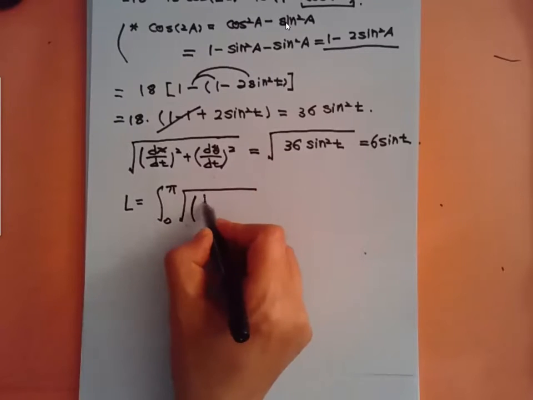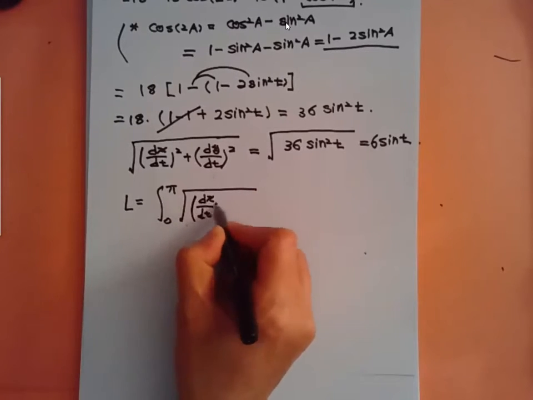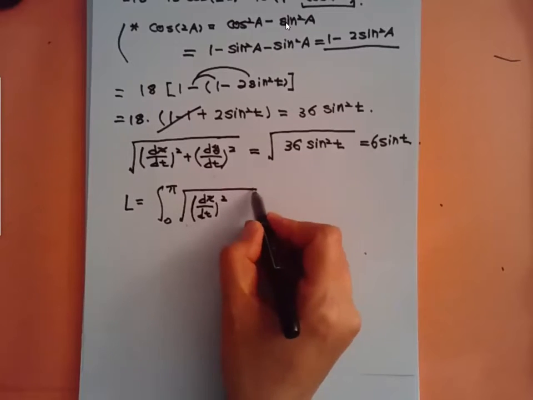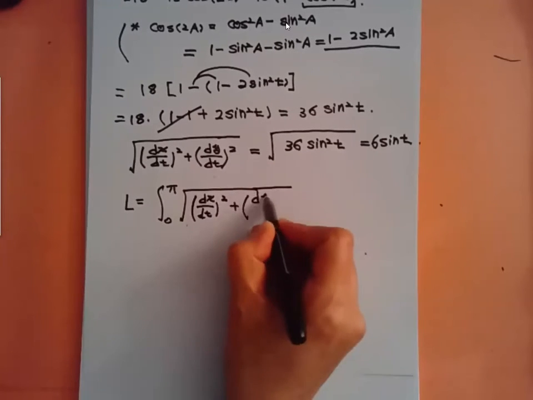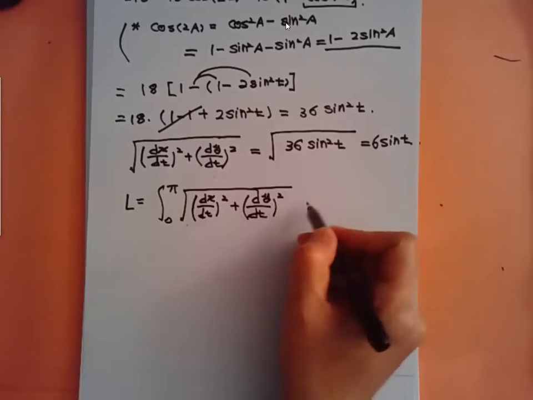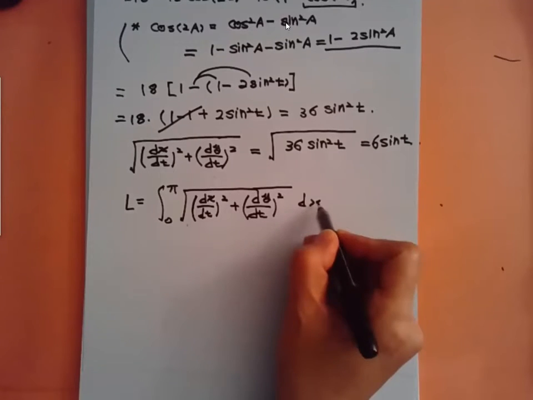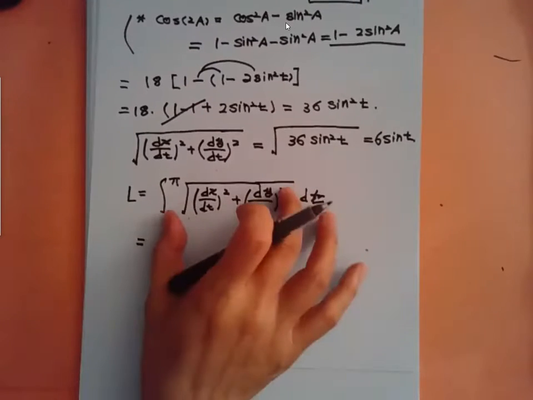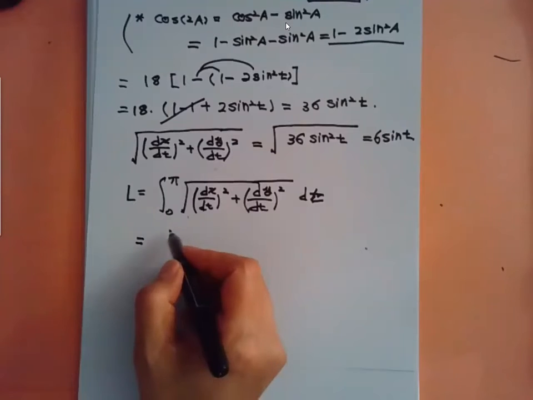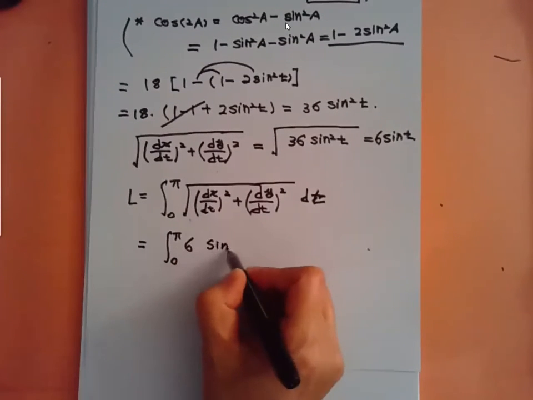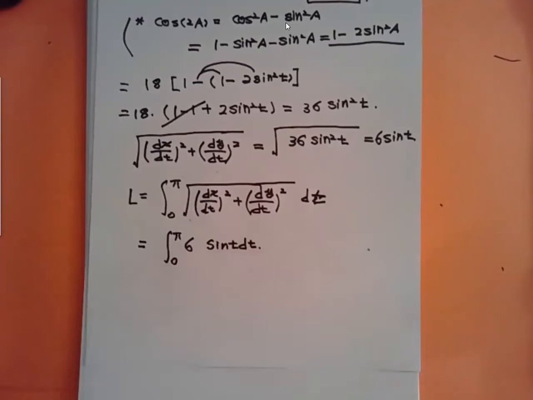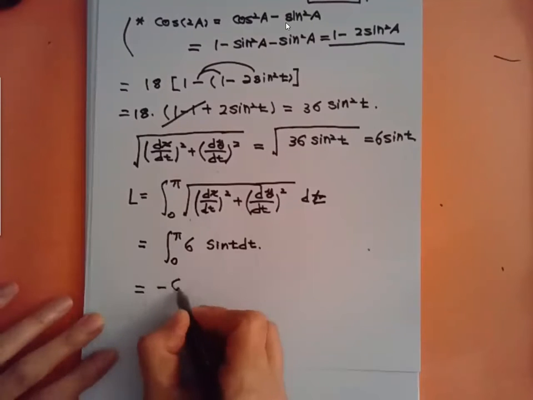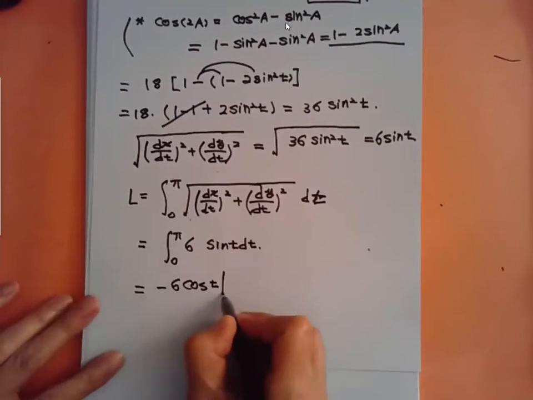That is the square root of dx over dt squared plus dy over dt squared, dt. And we calculated this part and got 6 sine t. So 0 to pi, 6 sine of t dt. If you integrate, then you will get minus cosine. So minus 6 cosine of t from 0 to pi.